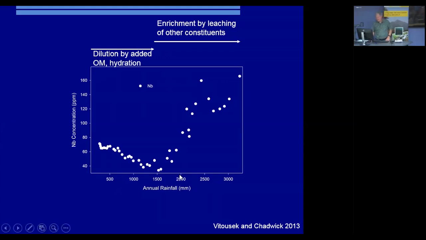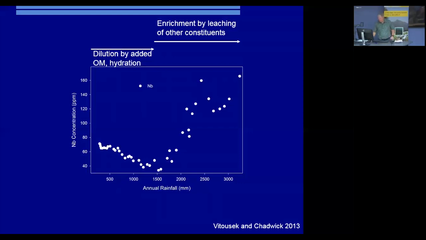And then as you go into wetter and wetter sites, you leach away the calcium, magnesium, silica, and other more mobile elements and leave the niobium behind. And so niobium concentrations increase dramatically. And we have a really direct measure of the importance of organic matter and water of hydration additions versus leaching losses of mobile elements across the gradient.